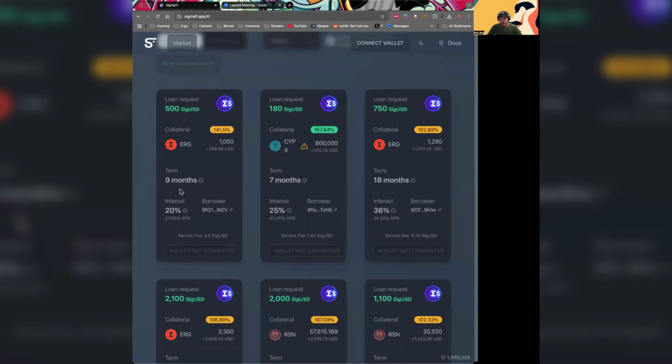This guy could get more burned, right? If ERG is kind of in the middle there, he has to make that decision. Well, am I going to pay back this loan, or am I just going to let it get liquidated? He might not be able to pay back the loan. Depends on how responsible they are.